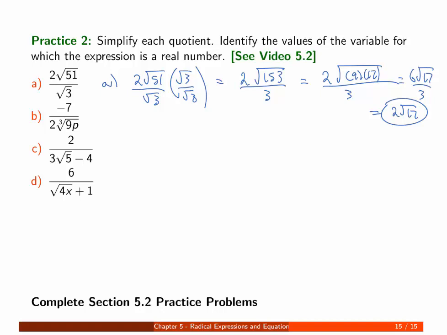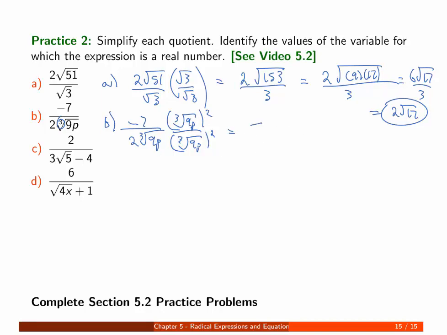This next one, for part B, you're going to have to do the exact same thing, except it is a cube root. So how do you work with this guy? You work with it in the same way, except remember, you're going to multiply top and bottom by whatever you want to get rid of, all to the power of 1 minus whatever you're working with. In this case, it would be 2. 3 minus 1 is 2.